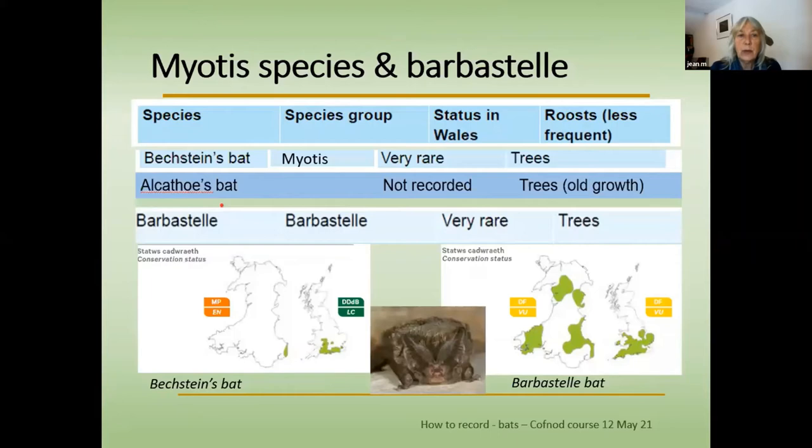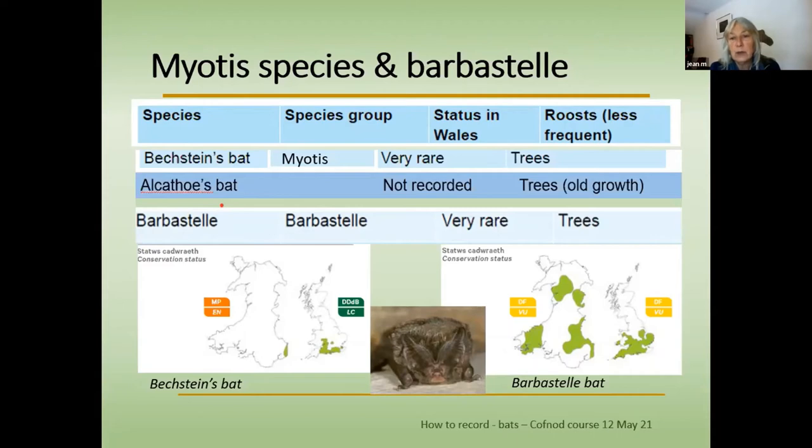The other two Myotis bats, Myotis means mouse-eared, have similar ear shapes but very different lengths. Bechstein's bat has very long ears and can be confused with the long-eared if you're not familiar with them. The distribution is shown here, which is very limited in Wales. So if your bat detector automatically identifies a Bechstein's bat, which they do, it's probably wrong if you're in North Wales. We wouldn't really expect them to be found in this area at all.